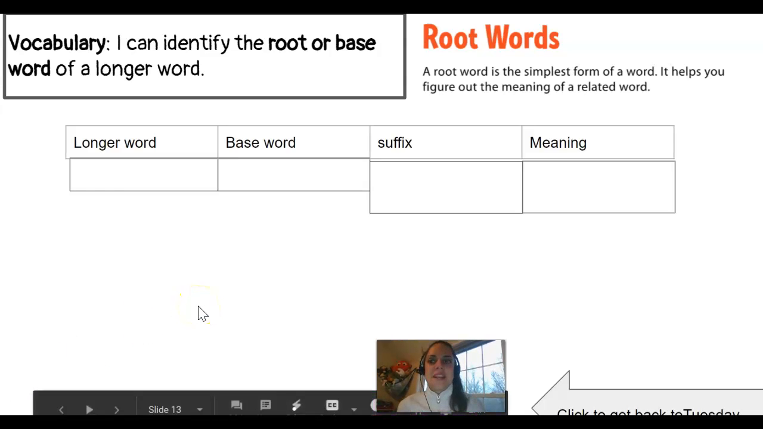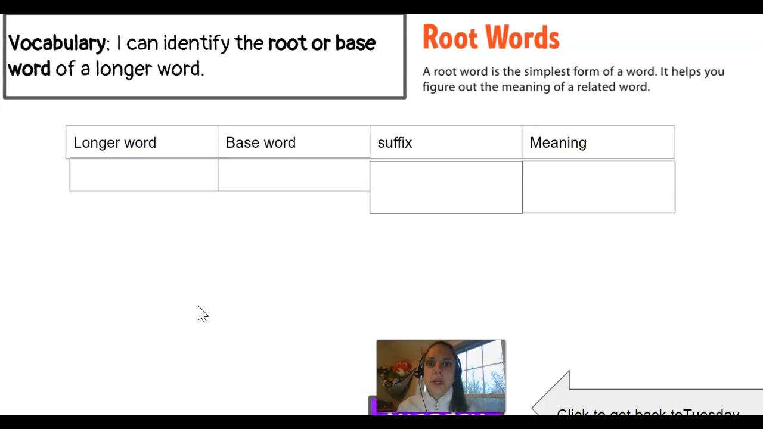Our purpose as readers today: I can identify the root or base word of a longer word. So we have to ask ourselves, what is a root word? Well, a root word can also be called a base word, so you'll see me use that interchangeably. They sound different, but they mean the same thing.